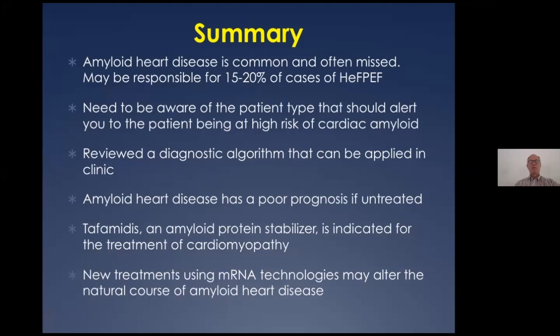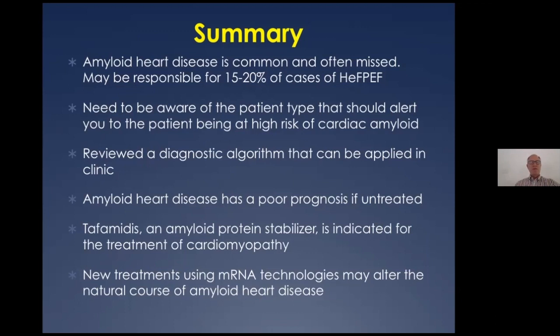Those situations include patients where you think they may have HFpEF, hypertrophic cardiomyopathy, or aortic stenosis, and certainly the associated non-cardiac manifestations, particularly the presence of bilateral carpal tunnel syndrome, postural hypotension, and extra sensitivity to heart failure medications, vasodilators, and blood pressure medications. We reviewed a diagnostic algorithm that can be applied in clinic. We talked about amyloid heart disease having a poor prognosis if untreated, with survival rates between 2.5 and 3.5 years.